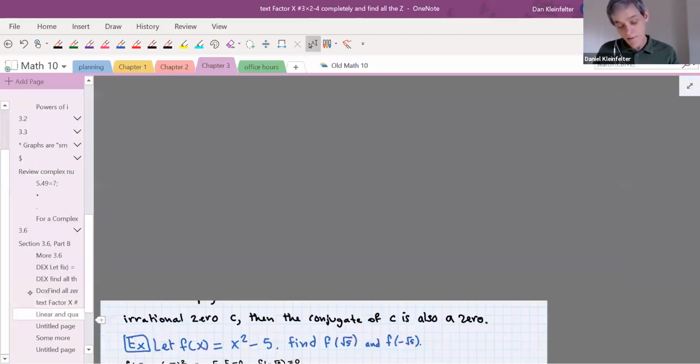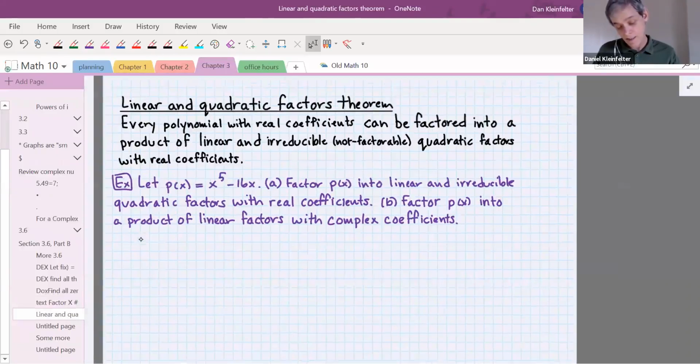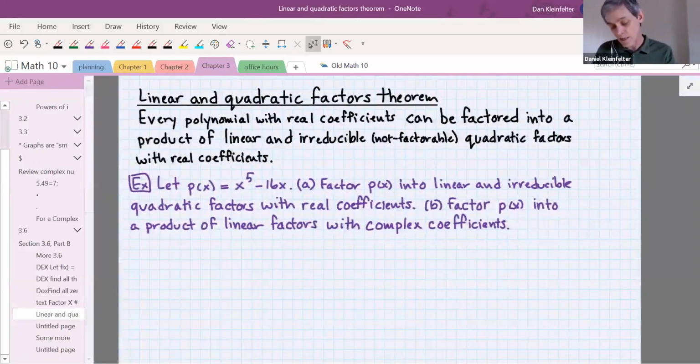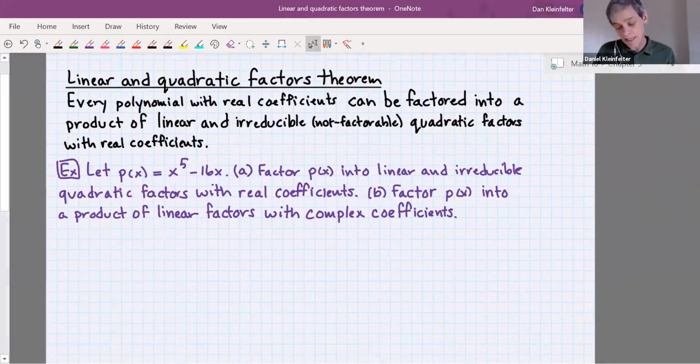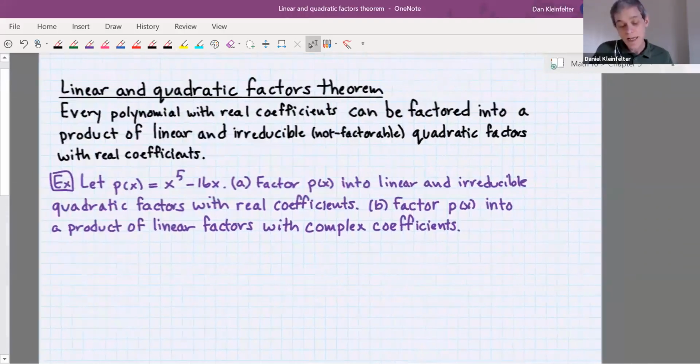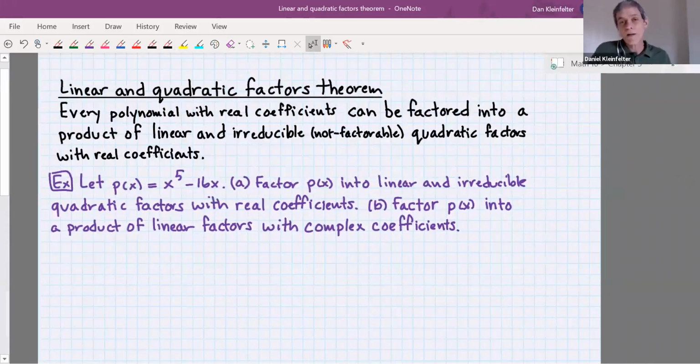Okay, another theorem comes next. This one is kind of helpful, and we saw an example that related to this on the prior slide. So this is the linear and quadratic factors theorem. And what it says is that if you have a polynomial that has real number coefficients, and virtually everything in this class does, it can be factored into a product of linear factors or irreducible, which is not factorable, quadratic factors that have real coefficients.